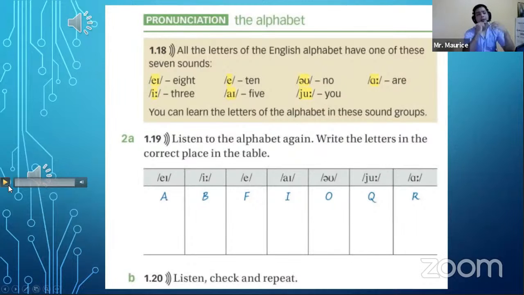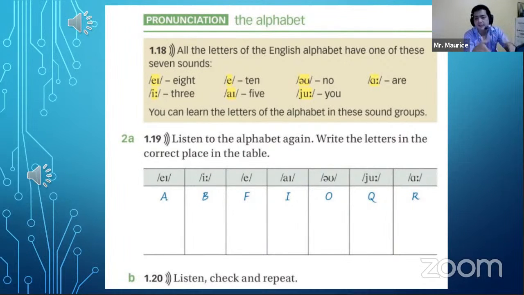Okay, now I want you to listen again to this part and classify the words. Las palabras que usted está escuchando, quiero que las clasifique. ¿En qué columna esas palabras deberían ir de acuerdo a la pronunciación?